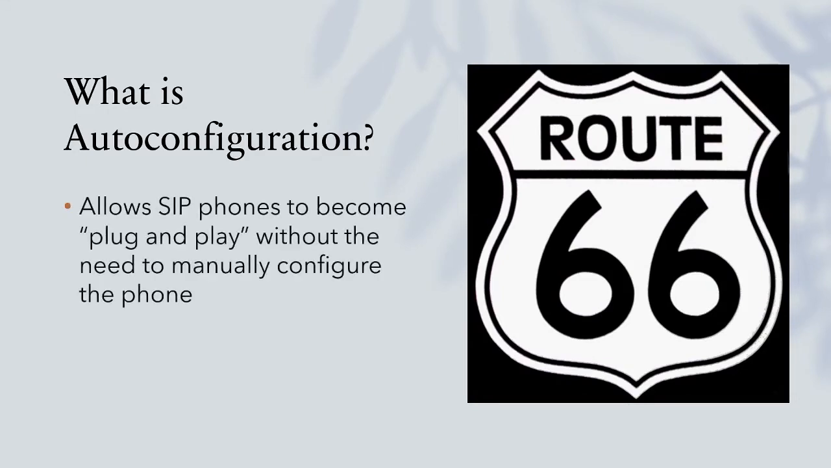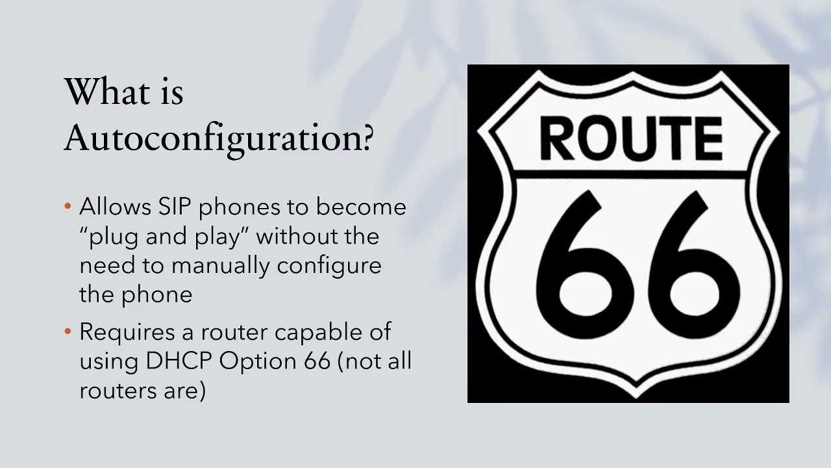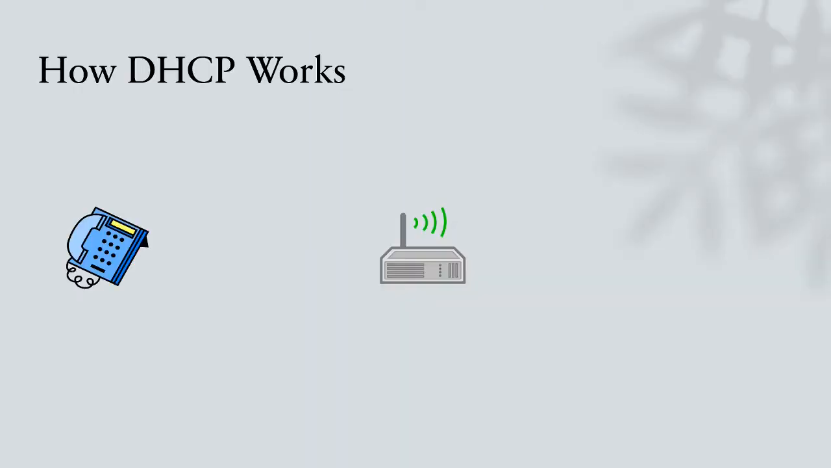Auto configuration allows you to plug in the phone and have it boot up and configure itself, all without needing to go into the phone's GUI. This requires a router capable of option 66. Not all routers are capable of this option, and you'll need to make sure that the routers you choose to use are capable of passing DHCP option 66. So let's take a look at how this actually plays out.